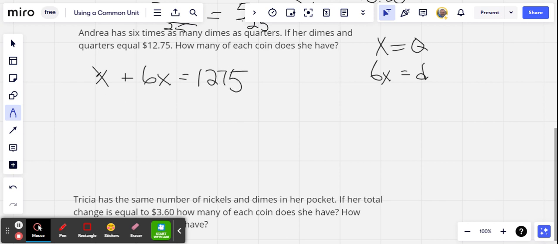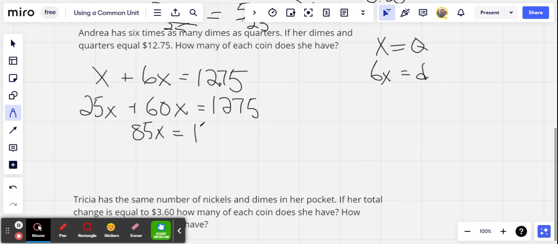Then we plug in. So it's 25 times x, because that's how much the quarter's worth, 25x. And then 6 times 10 for the dimes, that's 60x. And then that equals, we change the 12.75 to 1,275 pennies. That's going to give you $12.75 in pennies. So we add these together, 85x, and that equals 1,275. When you do the math, because we divide by 85, that's going to be x equals 15.